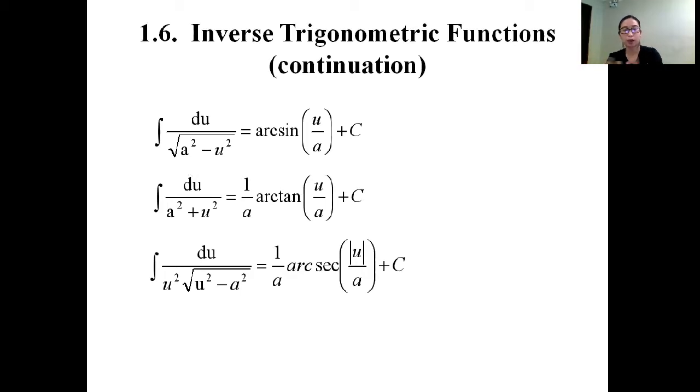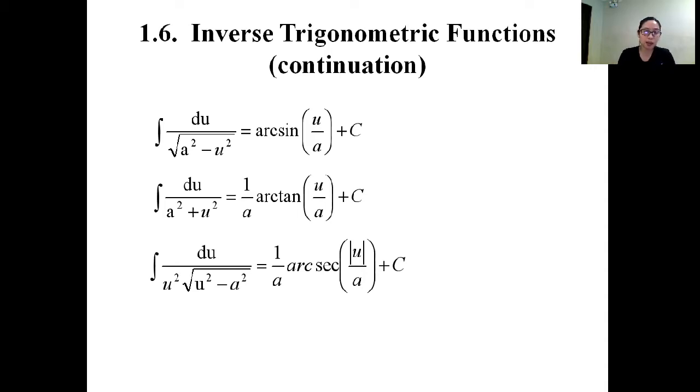So the integral of du over the square root of a squared minus u squared is arc sine of u over a plus c. And if it is the integral of du over a squared plus u squared, a rational expression, it is directly 1 over a arc tan of u over a plus c.